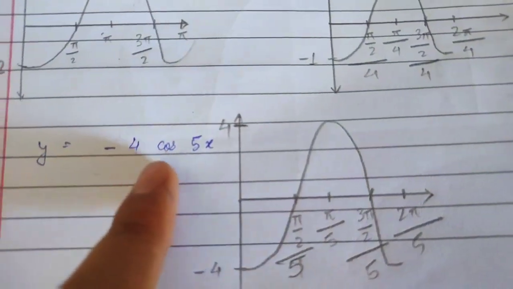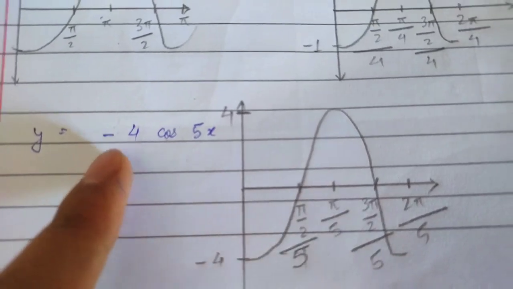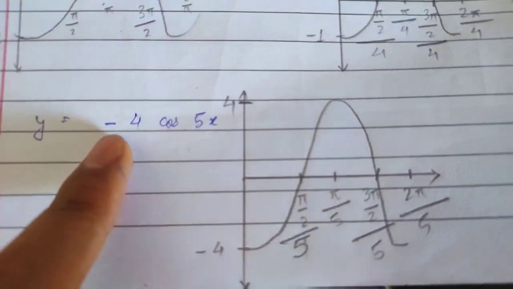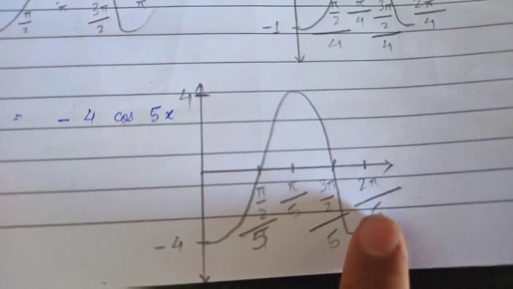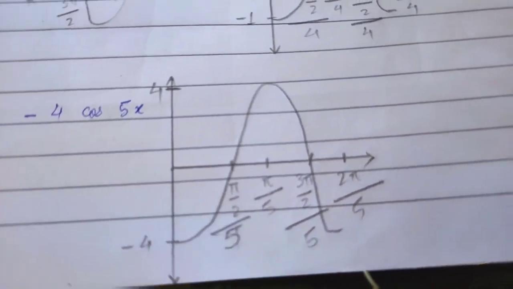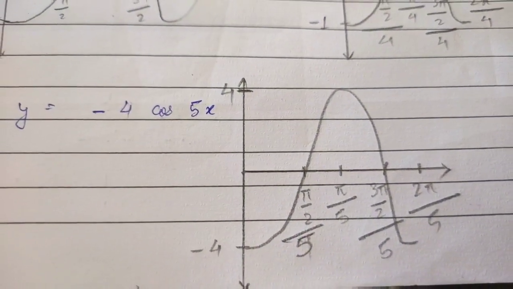Y equals minus 4 cos 5x. Since 4 is multiplied outside, it will extend 4 units above and 4 units down, and the minus sign is there, so the graph will be flipped also. And 5 is multiplied inside, so divided by 5 in all the 4 points. So that's how it is, so simple.